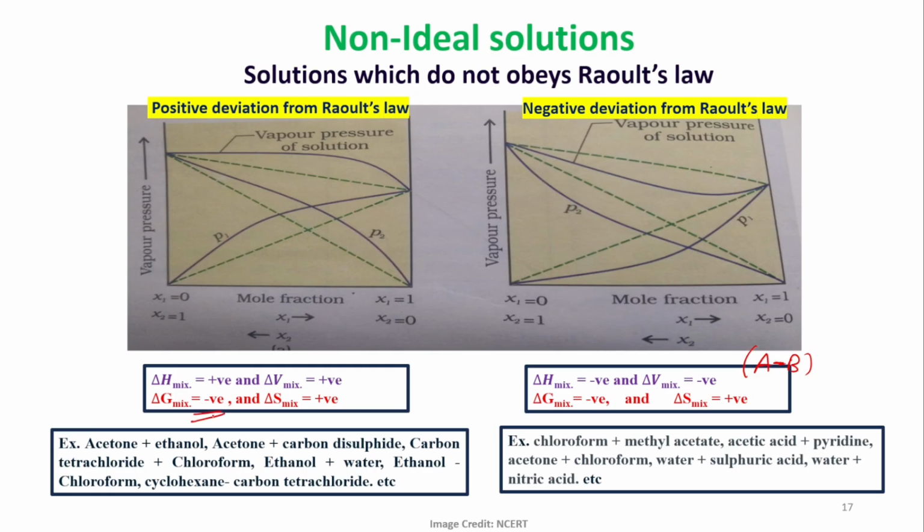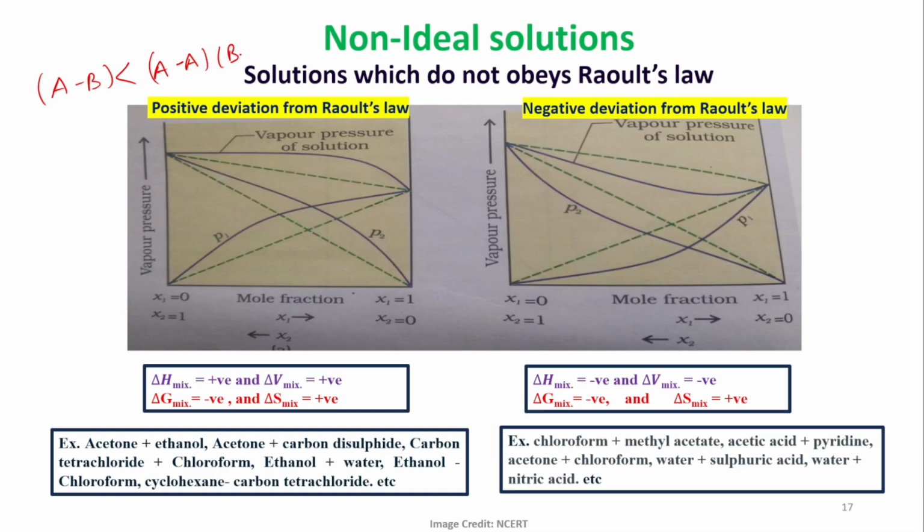Again delta G mixing is negative, delta S mixing positive. It is same. These two components are same, either it is ideal or non-ideal. It is same everywhere. So now you can see for positive deviation, that means where AB is less than AA or BB.